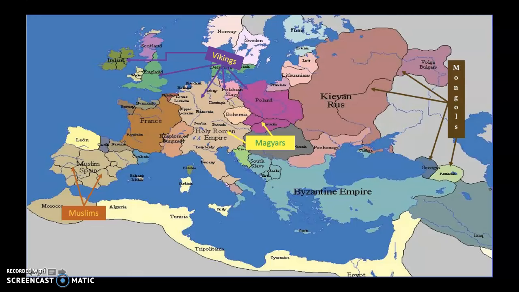Now, this map should look very, very, very familiar to you because on Monday, we were introduced to this. As you can see, people start invading all of Europe. We got the Vikings in the north, we got the Muslims in the south, the Magyars in Central Europe, and those ever-present pesky Mongols over here in the east.